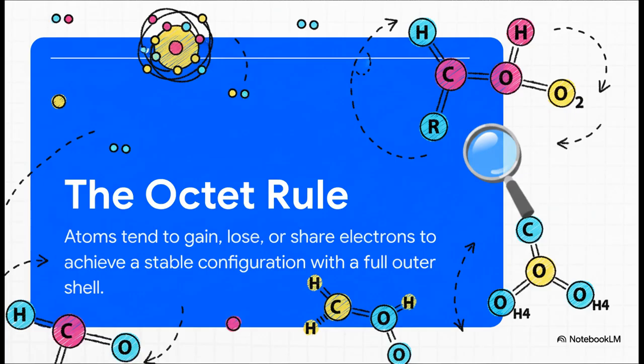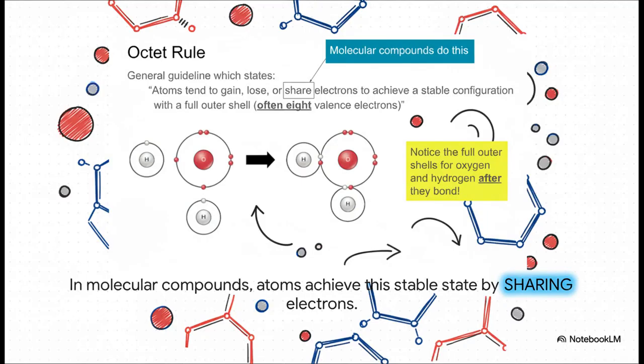A full shell is like an atom's happy place, its state of maximum stability, and atoms will do almost anything to get there. And here's what's so cool about how they do it. In molecules, atoms don't just steal electrons from each other. Nope, they cooperate. Just look at water here. The 2 hydrogen atoms and the 1 oxygen atom, they all pull their valence electrons together. They share them so that each atom in the group feels like it has a full shell. It is the ultimate chemical teamwork.